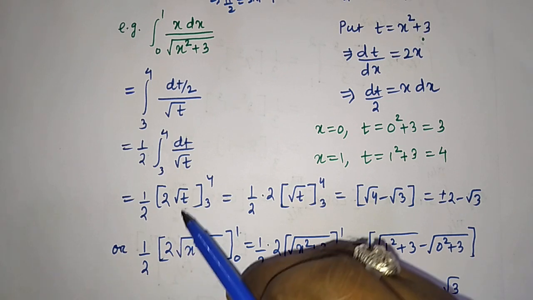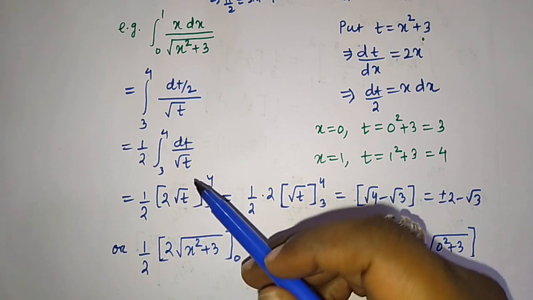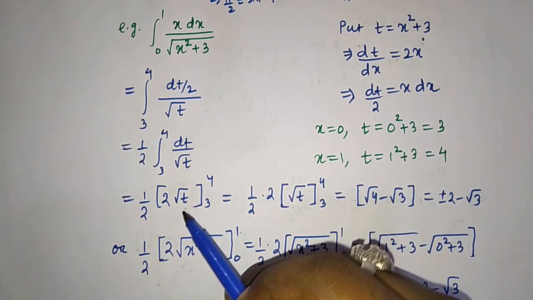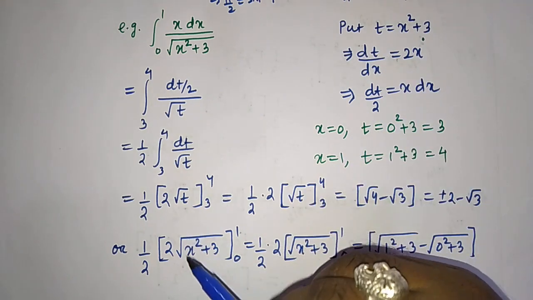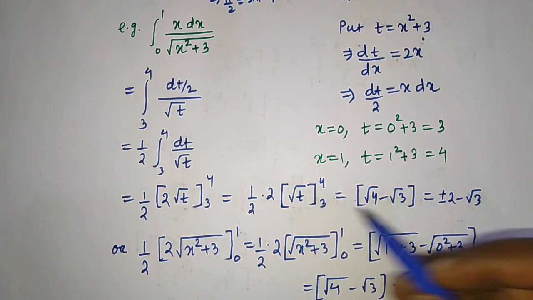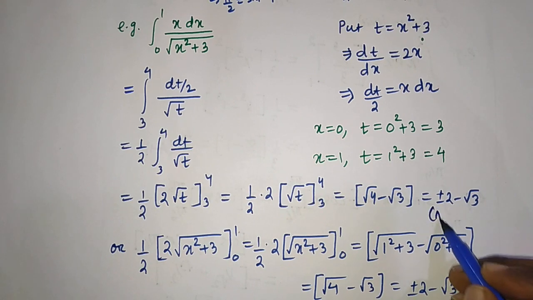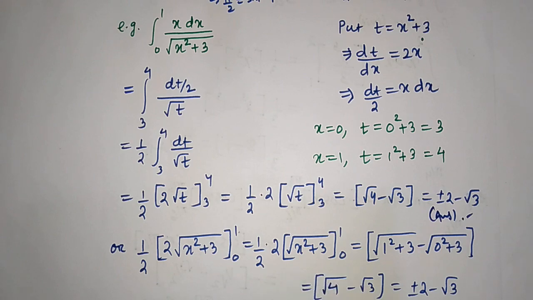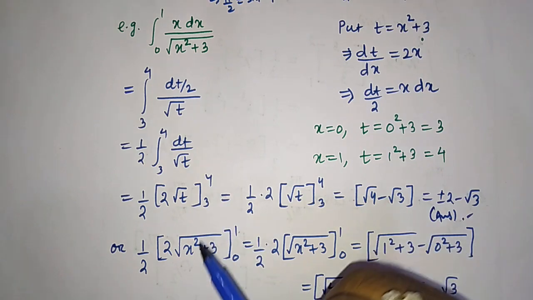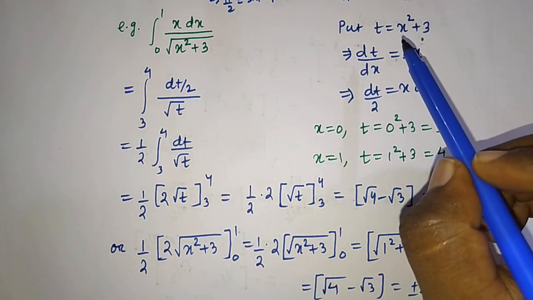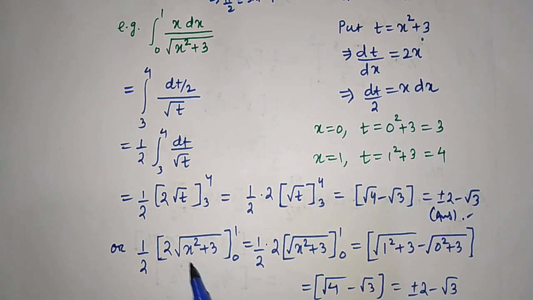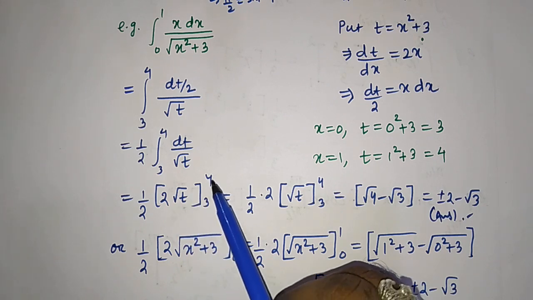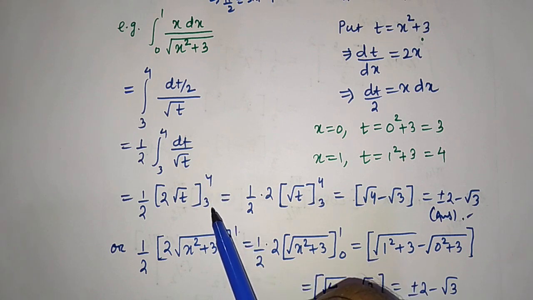Sometimes you can solve the same example in an alternate way. Suppose you want to substitute the value of t here. You have taken the value of t as x square plus 3. So if you are putting the value of t here, then remember one thing: you have to change the upper limit and lower limit as well.